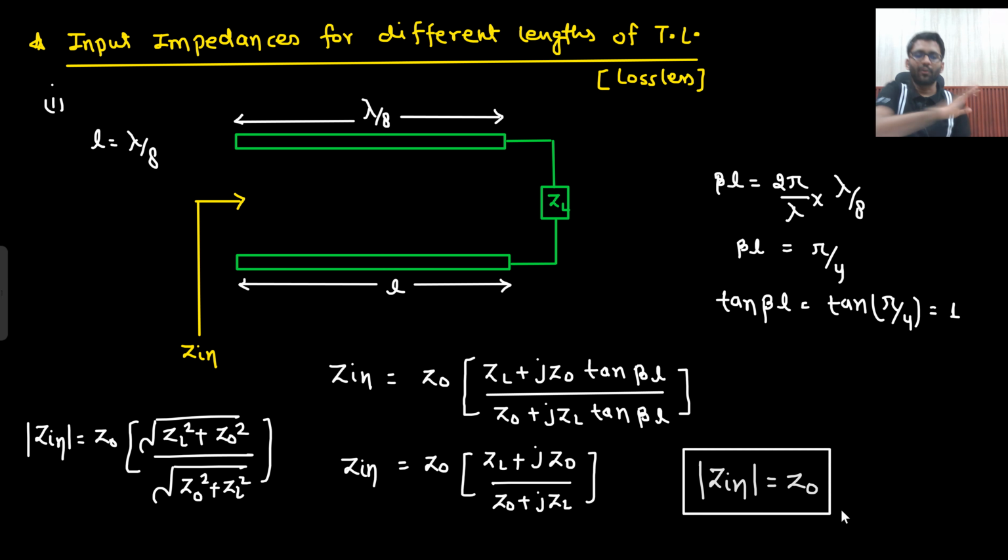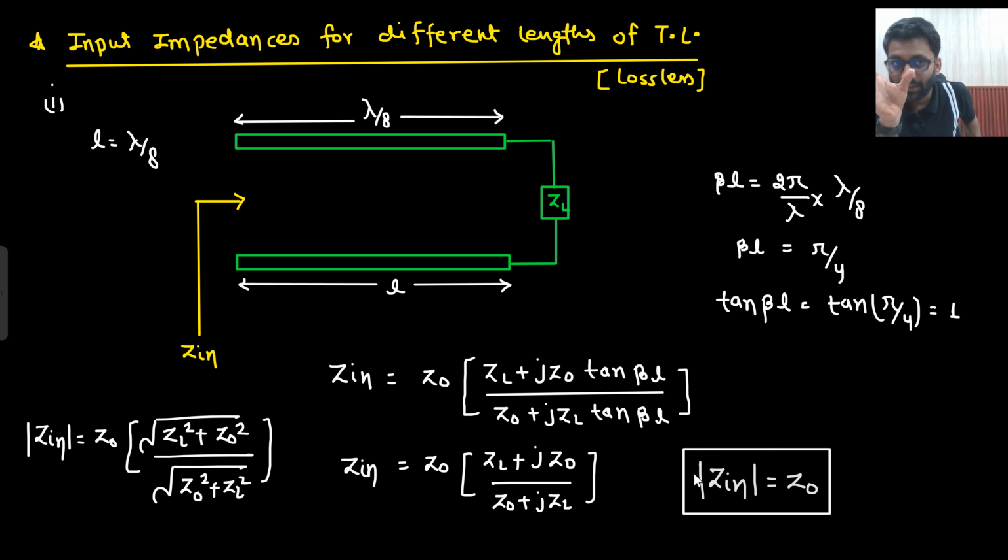No need to remember, no need to mug up this condition. But in statement-wise questions, let's say they frame a question and write down which statement is correct. If the statement says that for a lambda by 8 transmission line, the magnitude of input impedance is equal to the characteristic impedance, then yes, that line is correct. So you just need to keep in mind that we have studied something for lambda by 8.